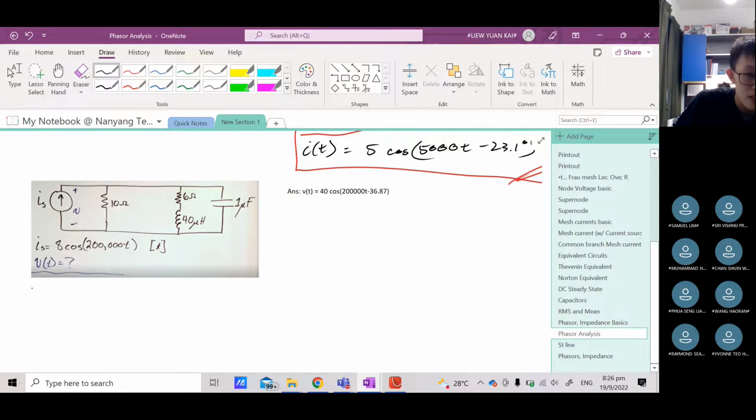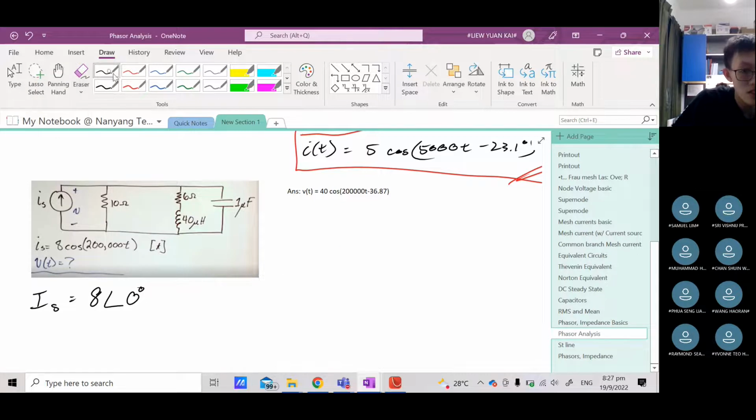So number 1, change everything to complex numbers. So first, let us change the source. The source I denote with capital I equals the amplitude, which is 8. Now, what is the phase? The phase is nothing, right? I can write this as 8 cosine 200,000 t plus 0 degrees, correct? It's just the same thing, plus 0 degrees. That's why the phase is just 0.